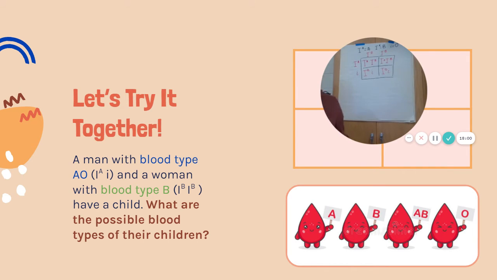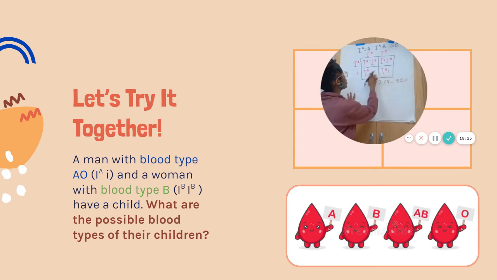All right, cool. What are the possible blood types of their children? Well, let's see. We have a child that is IA, IB. So that is going to be AB. One child. Oh, there's two of those. It's two of them out of the 4. 50%.